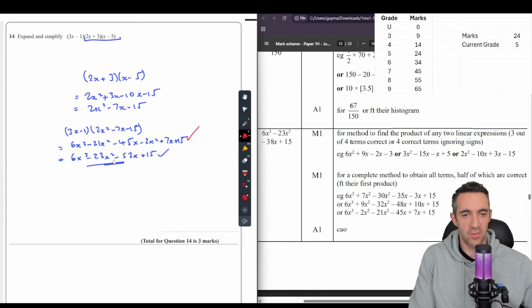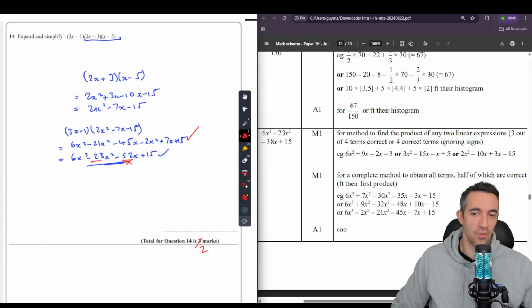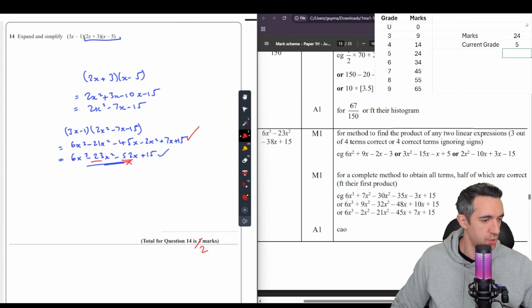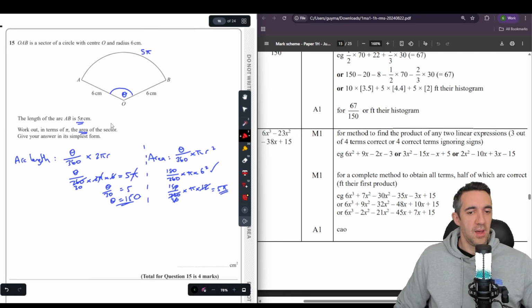And then we simplified wrong. We got this minus 23. Sorry, no, minus 23 is right, isn't it? It's the minus 52. There we go. That's the one that's wrong. So the rest are all correct. We get 2 marks. We've dropped 1. So we're going to add those on. Sorry, I'll just show you the mark scheme for that. I had my grid up. Okay. So we add on the 2 marks for that. 26. Obviously, that's not another grade yet. We've got a little bit of a way to go.